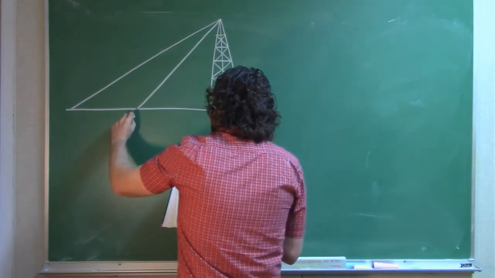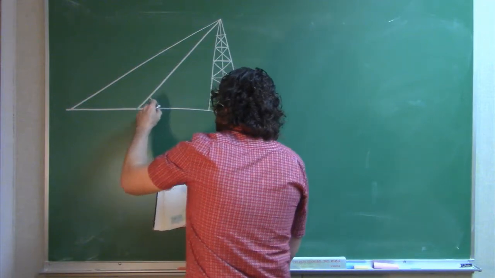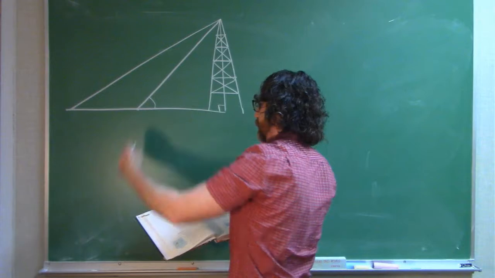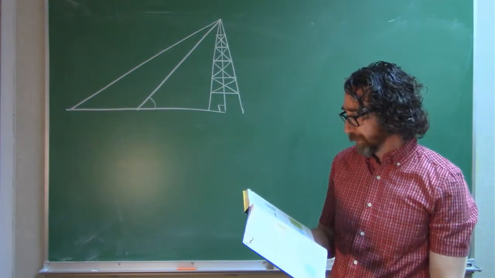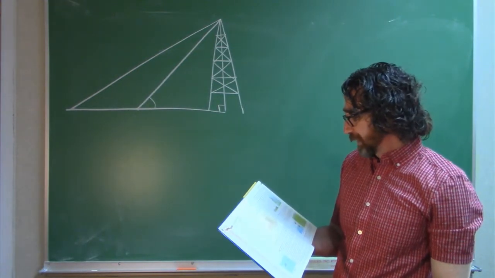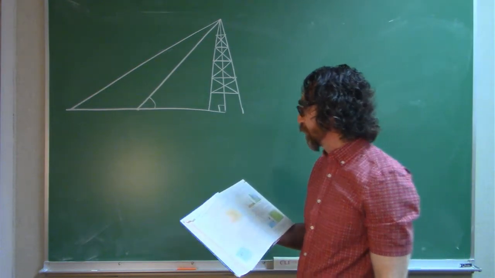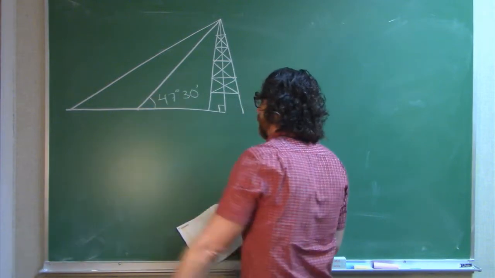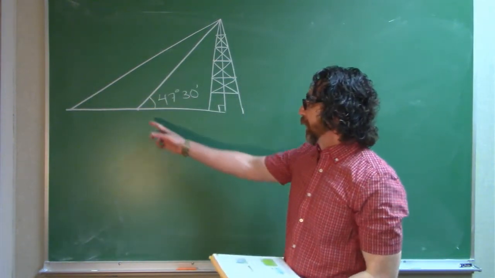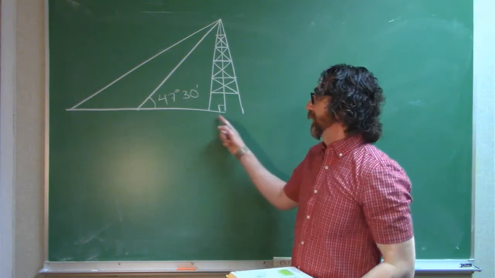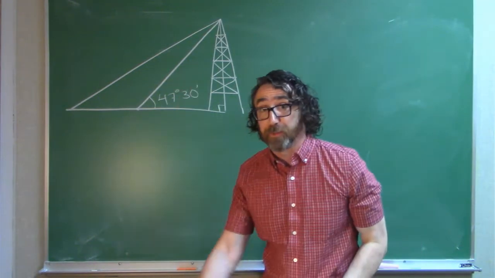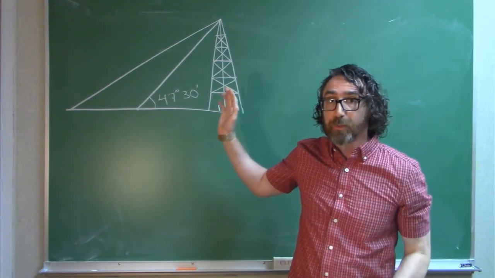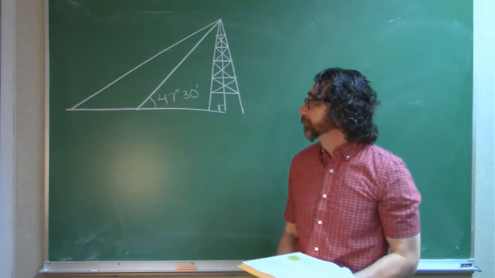I want you to imagine that I'm at this point right here, and I look up at the top of the tower, and I'm seeing an angle of elevation of 47 degrees, 30 minutes. Now, I want you to pretend that I can't figure out this distance. Maybe there's a fence in the way, or maybe there's a road. I'm on one side of the road, the tower's on the other side of the road. I can't measure that distance.